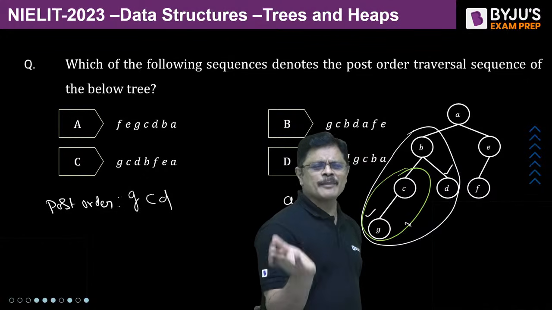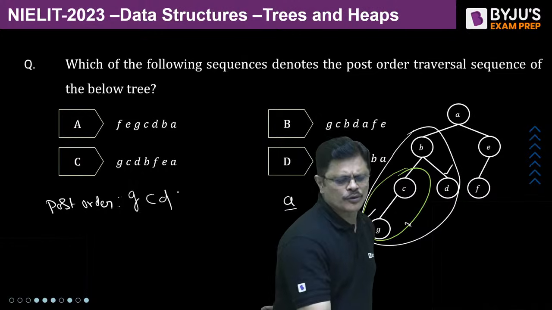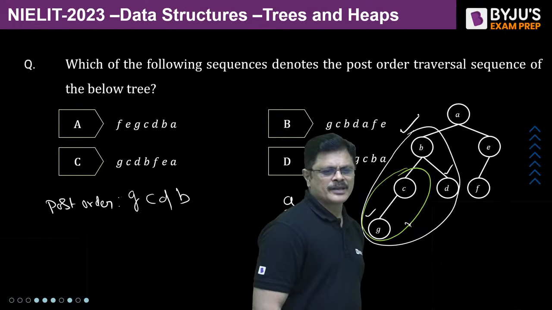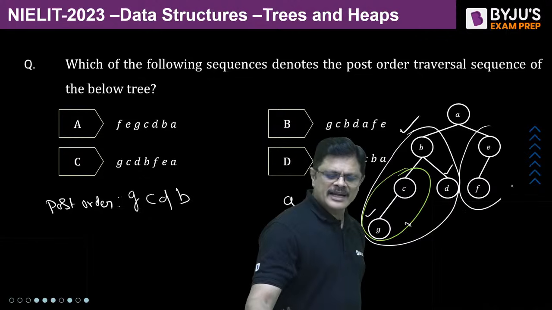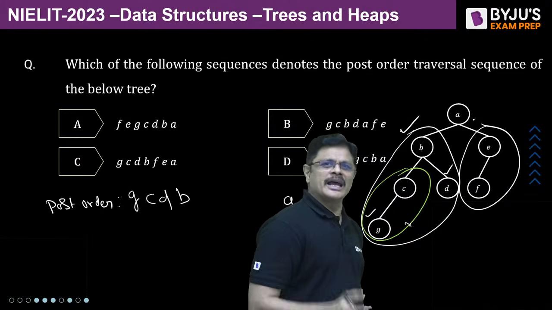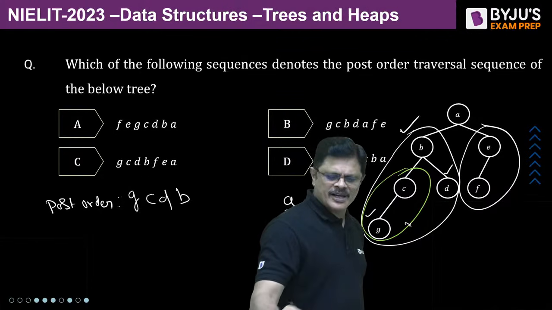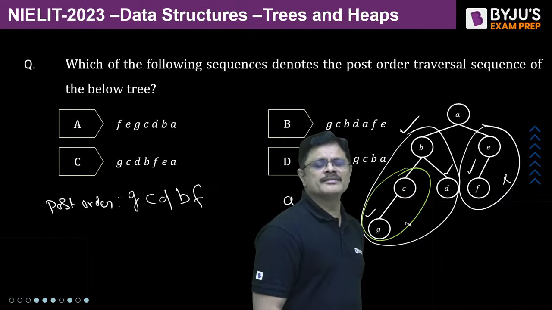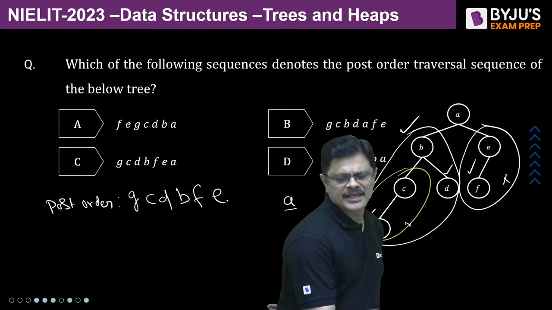Now left is completed, right is completed, print the root node. So you completed the left subtree. Now you have to complete the right subtree in post order. Again for the right subtree, first left subtree, that is F. Then right subtree, it is not there. Then root node, that is E.